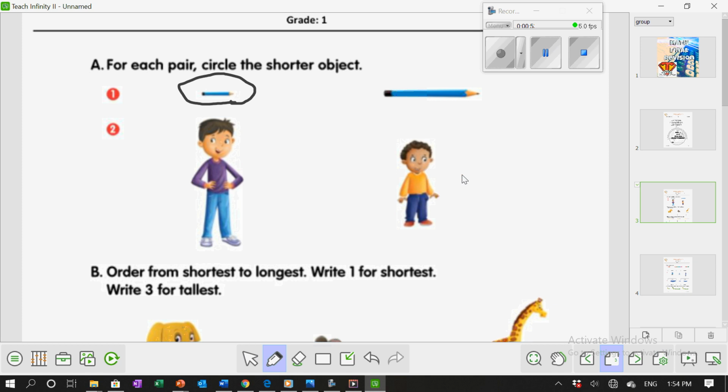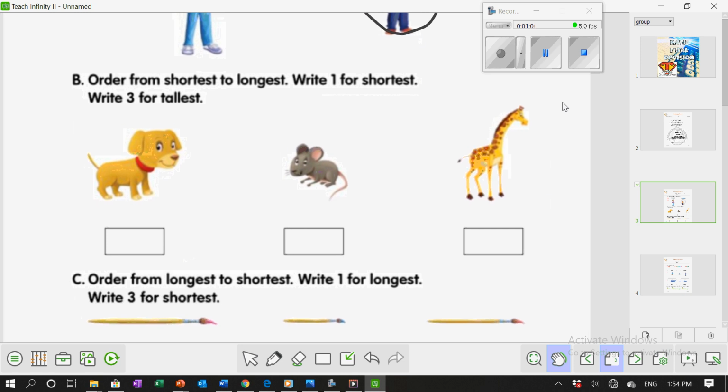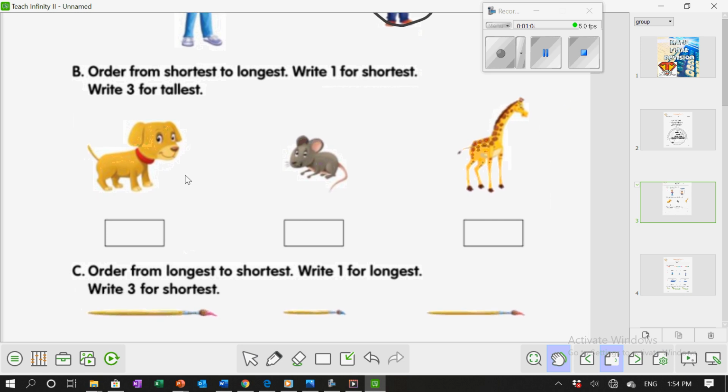What about the boys here? What is the shorter? Excellent. The second. So easy. I'm just comparing between the lengths. Let's see here, order from the shortest to the longest. The question is so important. Here is from the shortest to the longest.